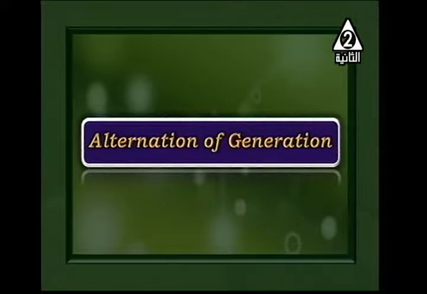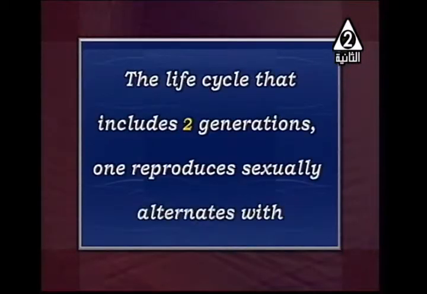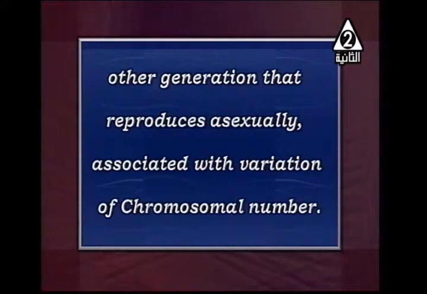Alternation of generation is one of the types, as we said last time, of sexual and asexual reproduction in living organisms. As we said, it is a life cycle that includes both generations. One of them reproduces sexually and the other alternates with it in another form, which is asexual reproduction. So it carries the benefits of both sexual and asexual reproduction.